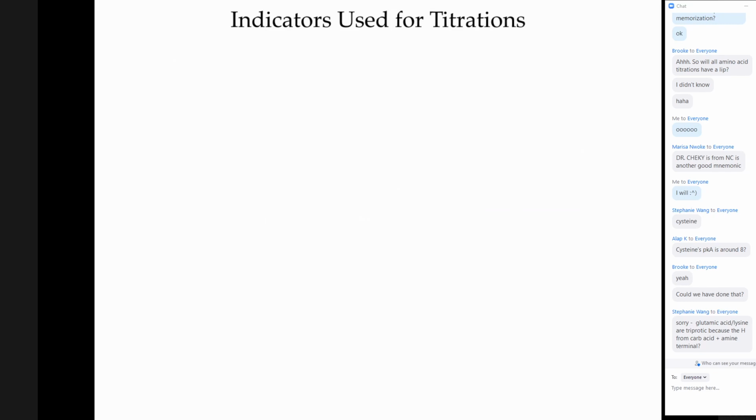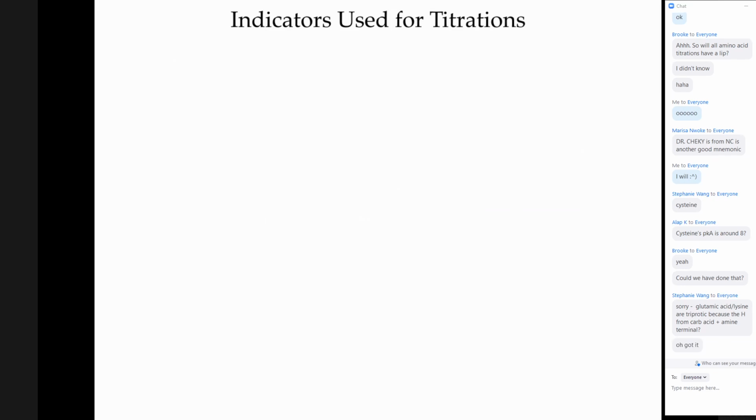And then those seven, Dr. Checky of North Carolina. What her mnemonic gives is the amino acids that have a triprotic: D and R, which are aspartic acid and arginine, and then cysteine, histidine, glutamic acid, lysine, and tyrosine. That's such a great mnemonic for the triprotics. So again, thank you so much. Marissa, that was you. We toss it in, I think.